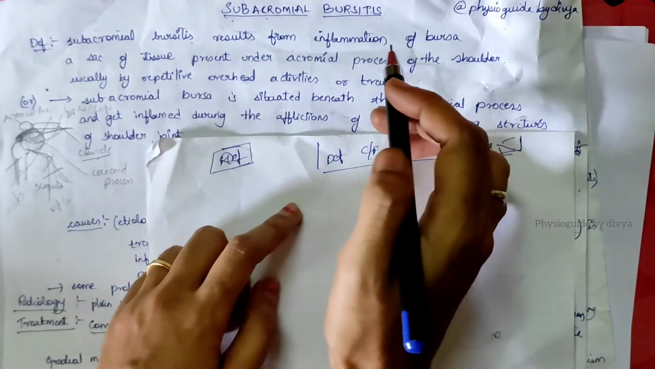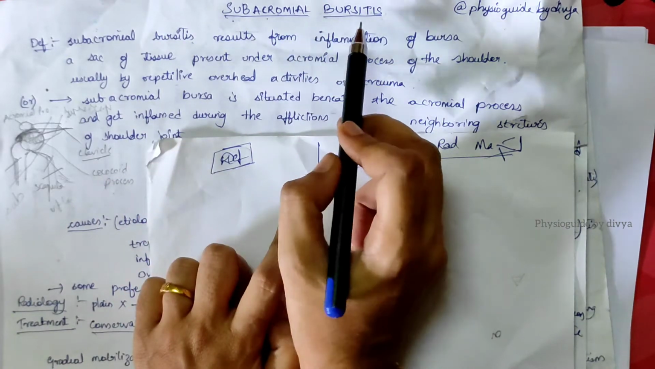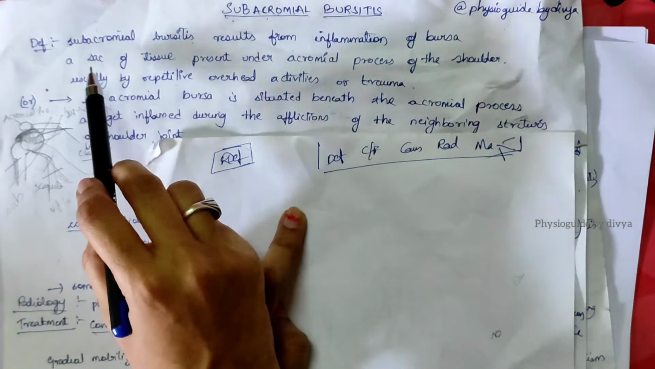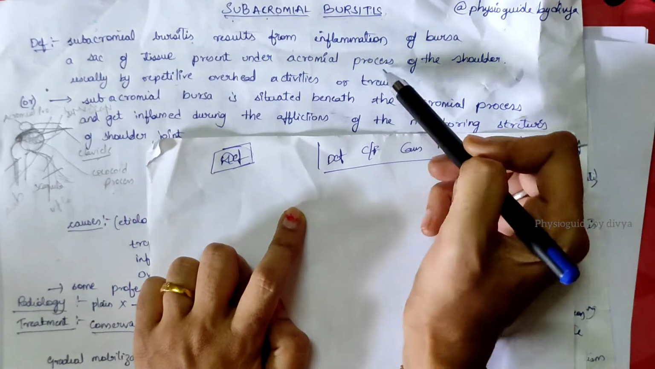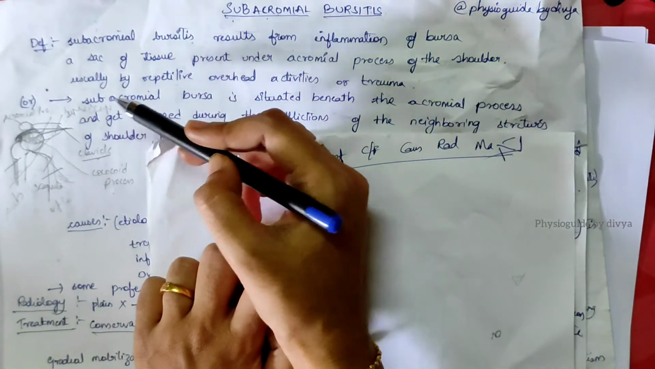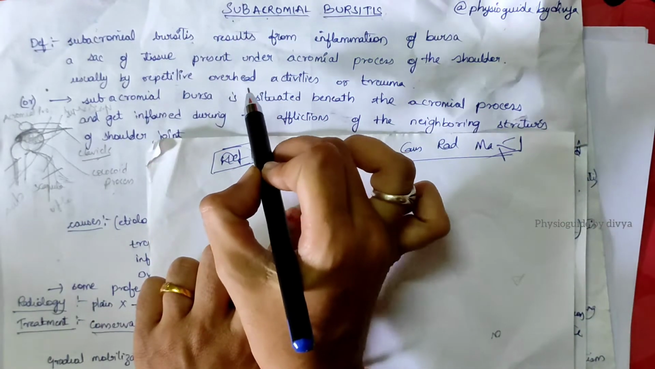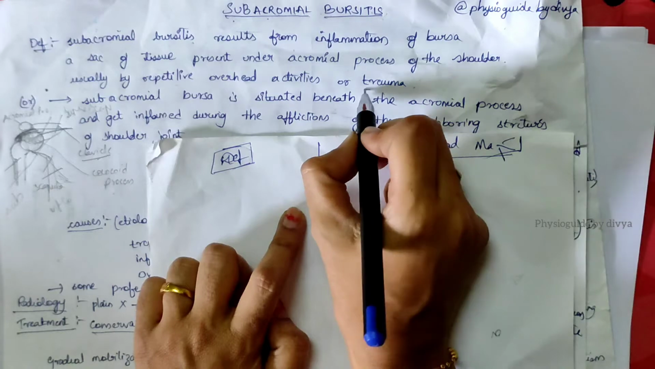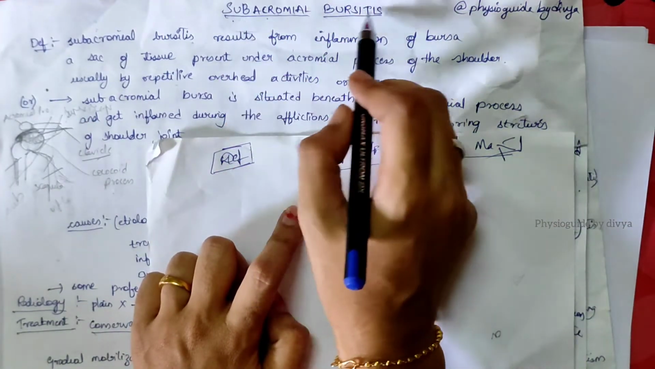Now we'll read the definition. Subacromial bursitis results from inflammation of the bursa. Bursa means a sac of tissue present under the acromial process of the shoulder, usually inflamed by repetitive overhead activities or trauma. By this condition we will get subacromial bursitis.